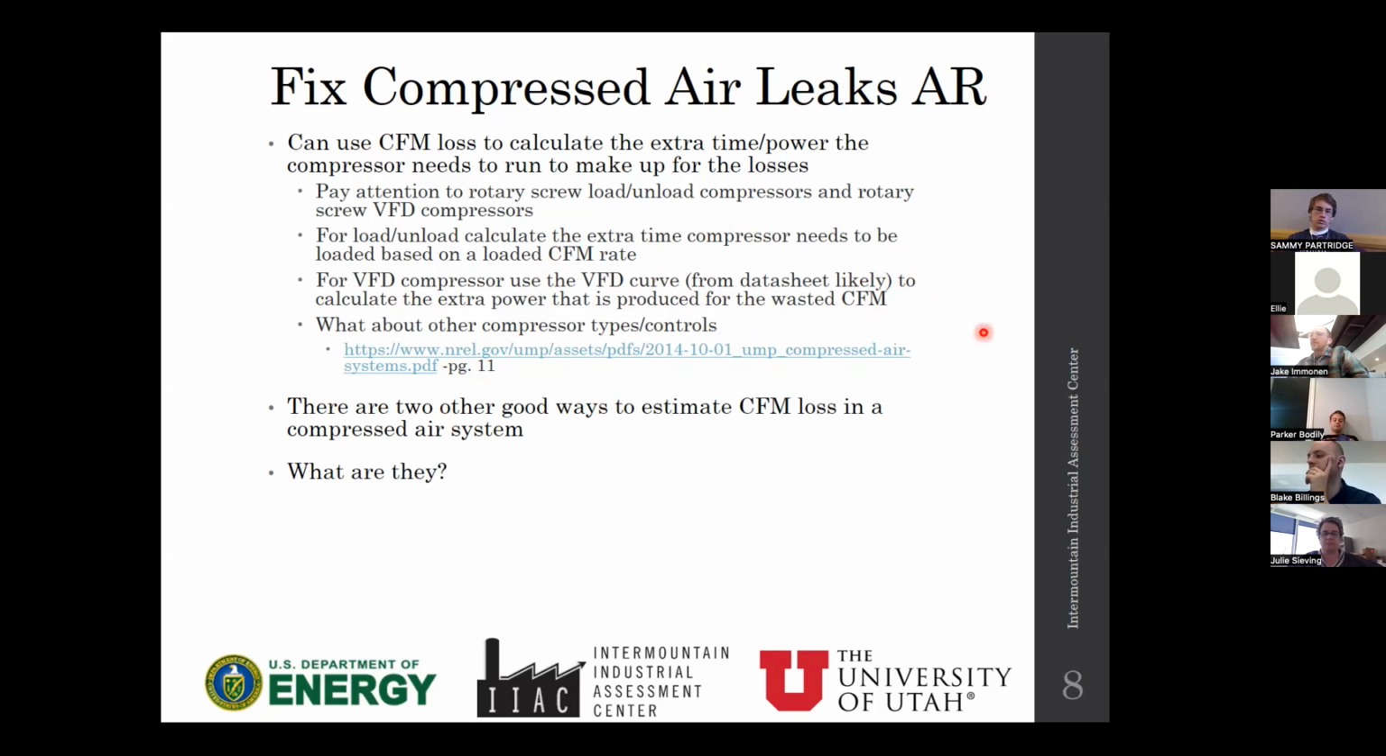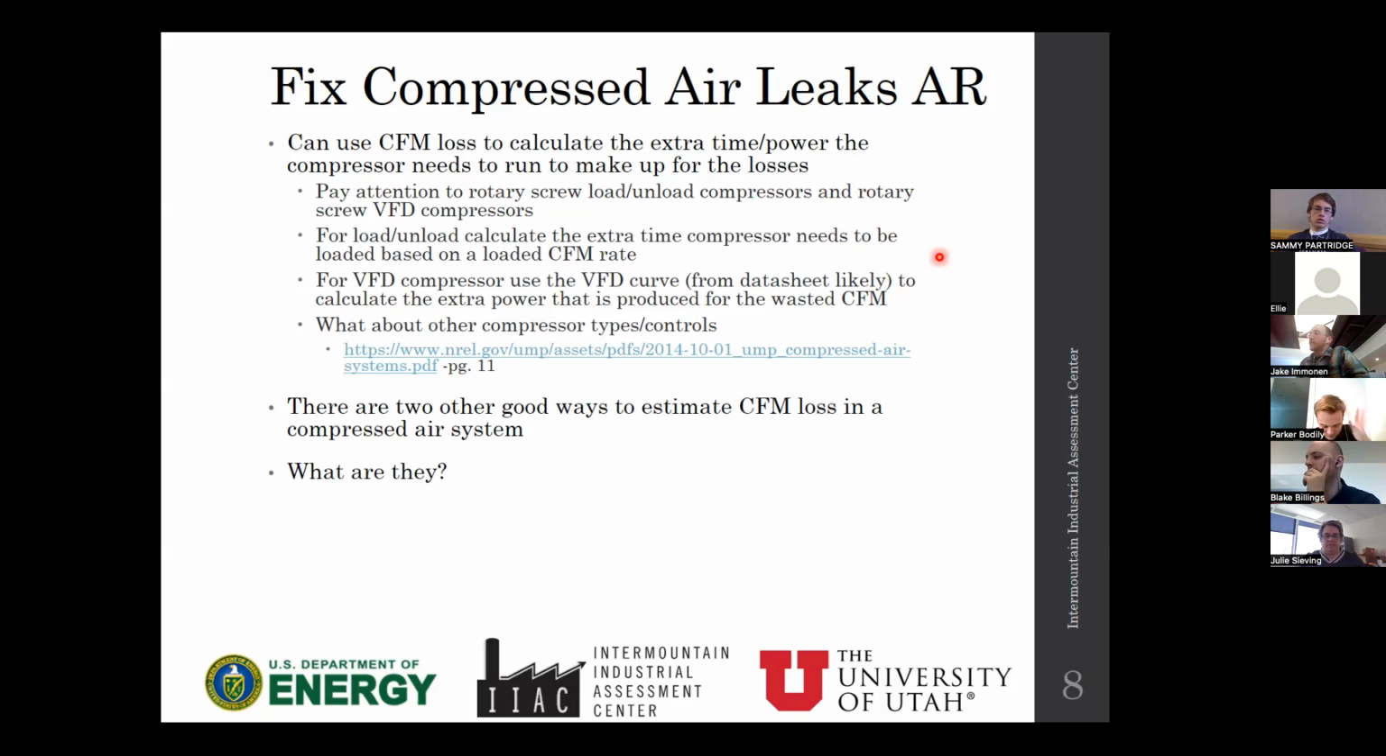Does anybody have any questions on that? I know that was maybe a little confusing. I guess the main takeaway here is that for different types of compressors, your CFM to kilowatt hour saved is going to be different. So it's just important to make note of that and make sure that you're using an appropriate relation there. And then moving on.